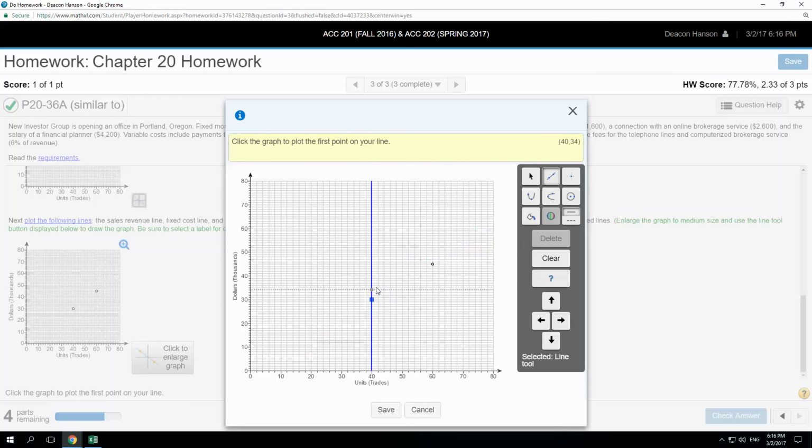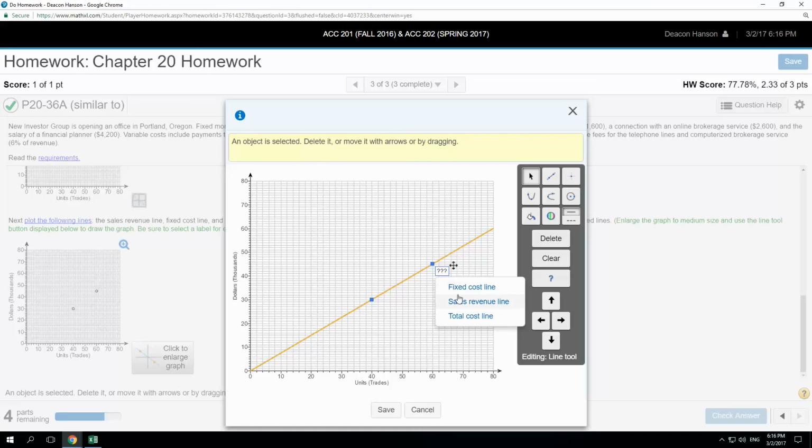That's where the line comes from. No, I've got that, but for some reason I have this black line for sales. Yeah, you might have to clear it and start again, like I did. Alright, okay. Yeah, that's the sales revenue line.